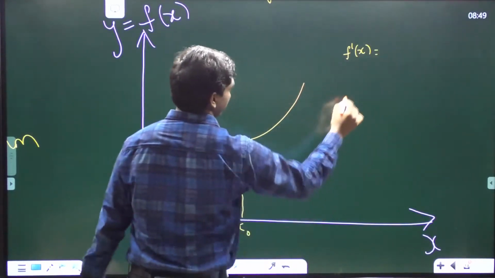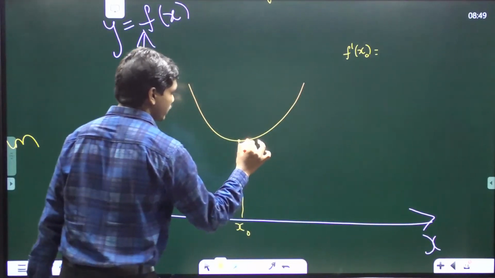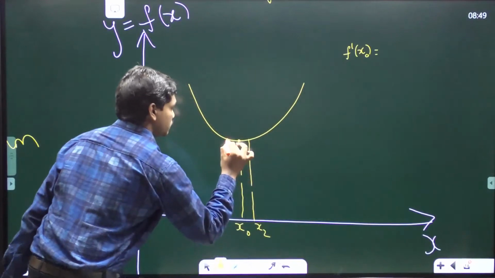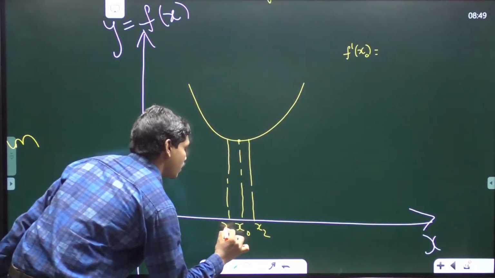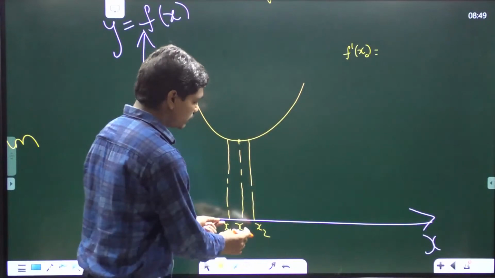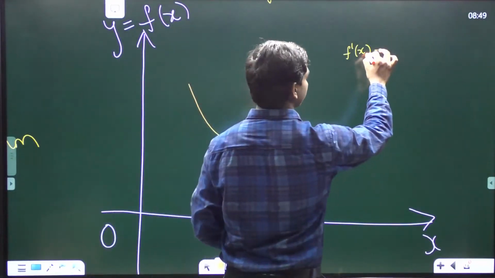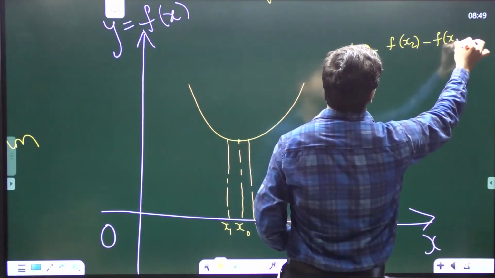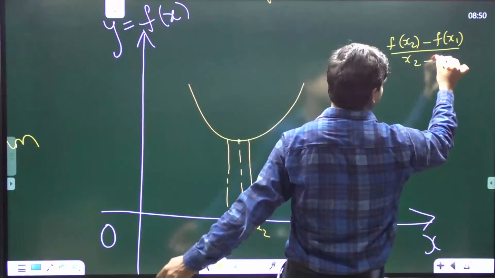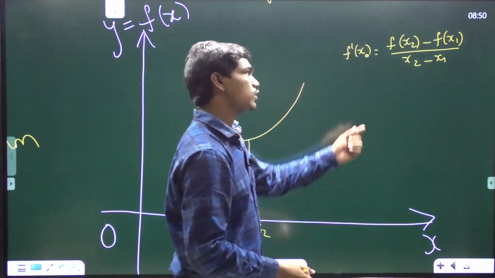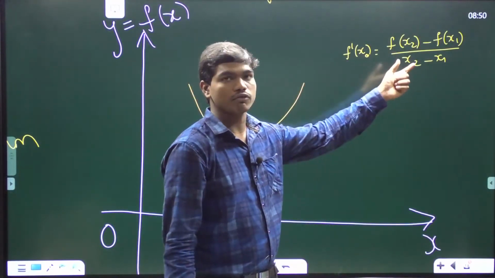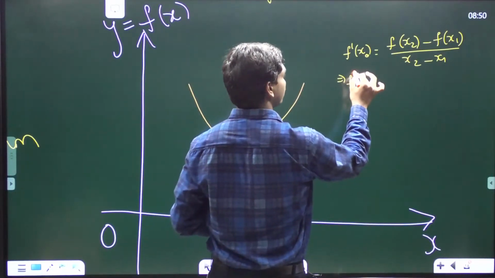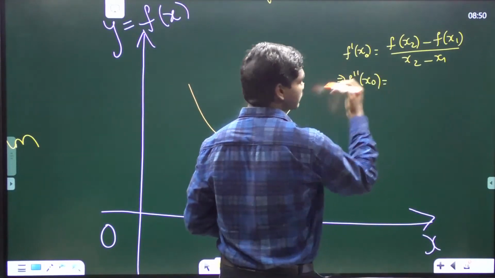Now, what does f dash of x mean to me? For example, if this point is x2 and this point is x1, and the difference between x1 and x2 is very small, we could write f dash of x0 at this point as f of x2 minus f of x1 divided by x2 minus x1, which you have seen just a few minutes before. So if you want to find the second derivative, f double dash of x0, what could I write here?